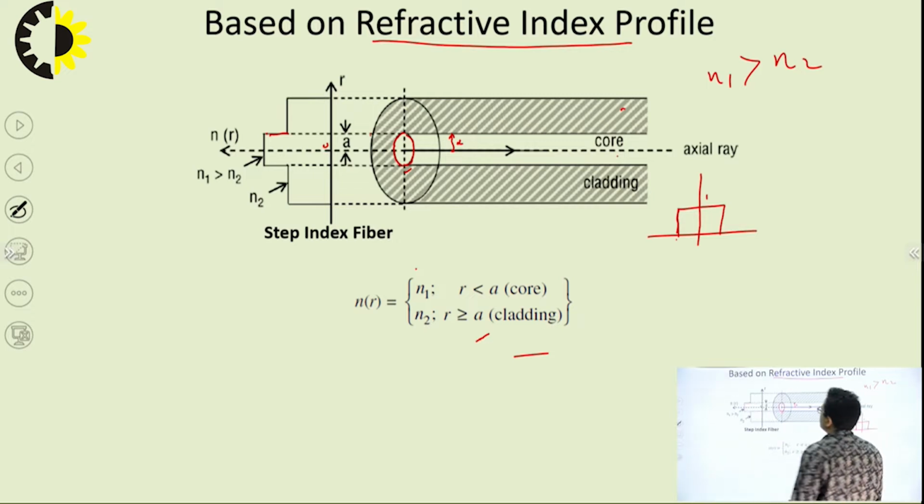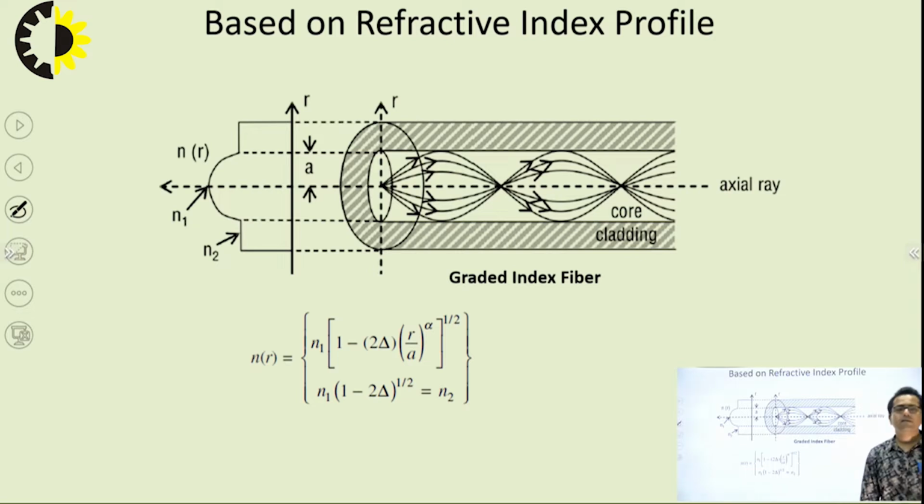So based upon this refractive index profile variation, we saw one type, that is your step index optical fiber. Step index means the variation in the refractive index as a function of radial distance will be a step function. That's why the name is step index fiber. Similarly, there is another category of optical fiber based upon the refractive index variation, and that is your graded index optical fiber.